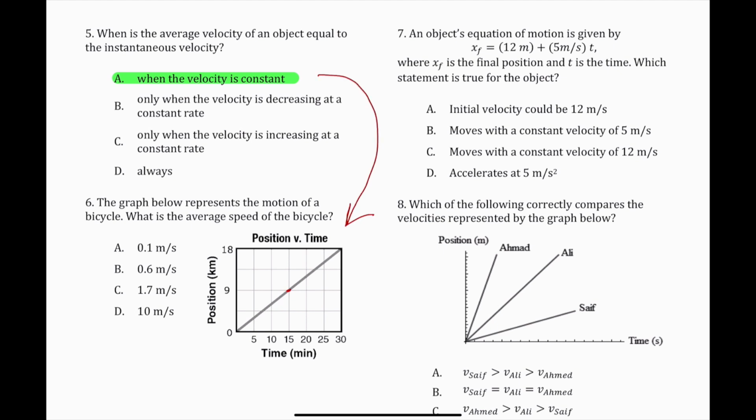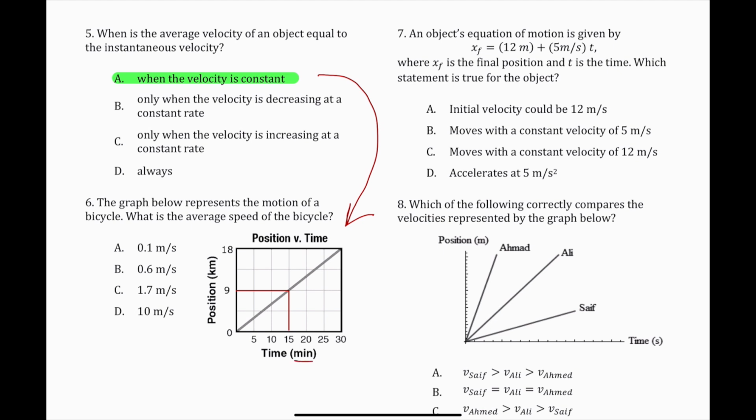6. The graph below represents the motion of a bicycle. What is the average speed of the bicycle? Okay, here as we said, the instantaneous and the average velocity will be the same in this graph as in the last question. So we take this point, and here is the position, which is 9, and then the time is 15. But we need to take care of the units.